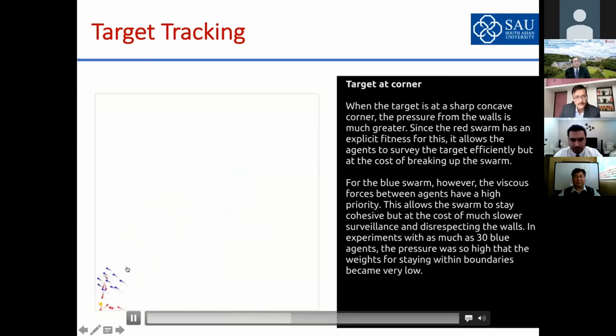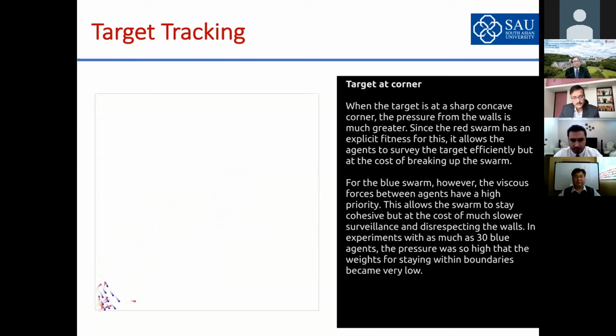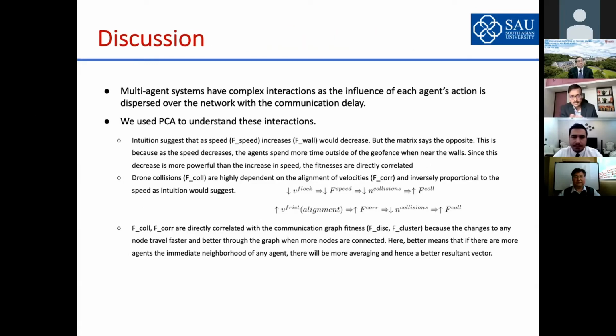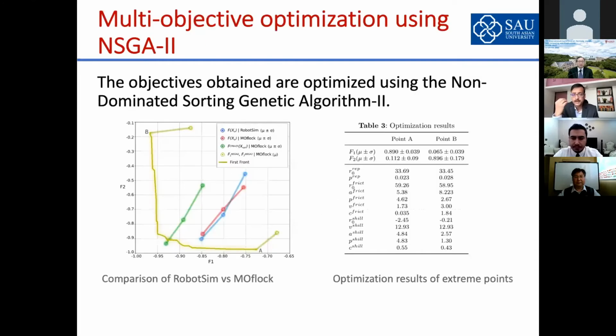So I know the time is short. This is the dimensional reduction we have done using PCA to convert the 6 objectives to the 2 objectives. Here it is discussed which objectives are not contradictory to each other. And here are the 2 extreme points. You can see this is point A, and here is point B. Point A has the highest priority to F1 and B has the highest priority to F2.